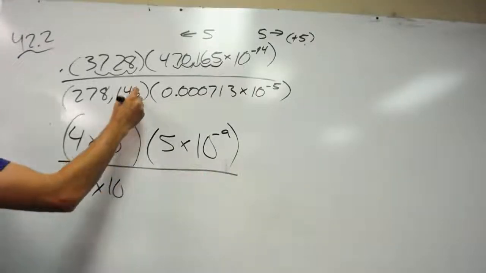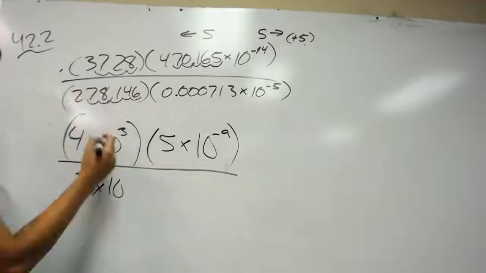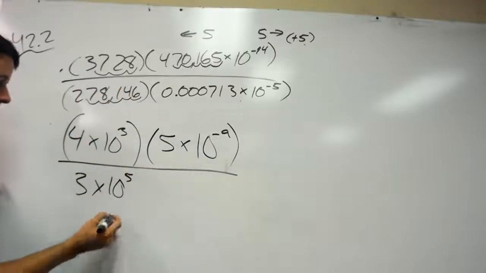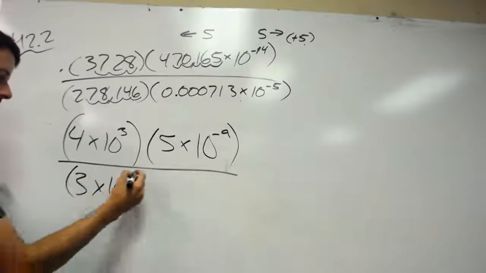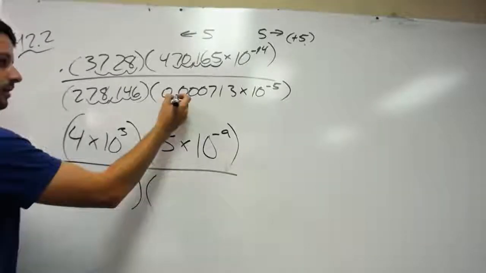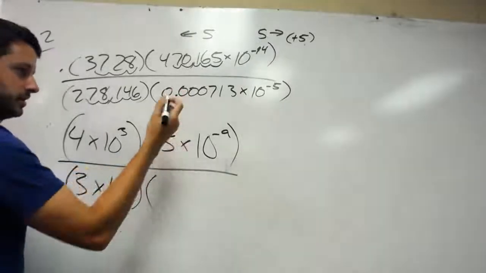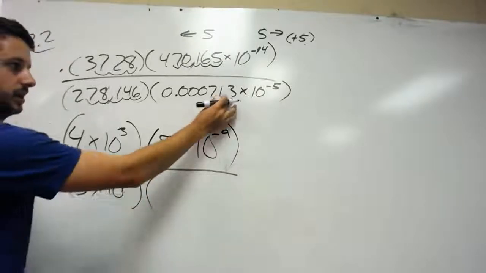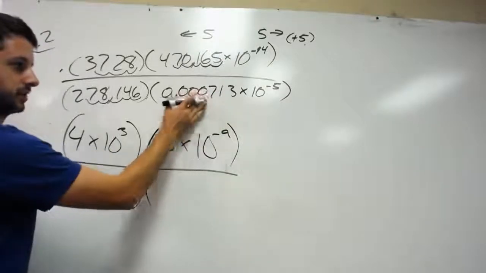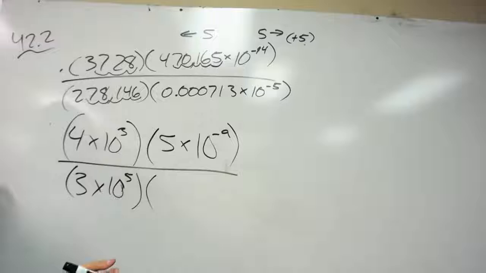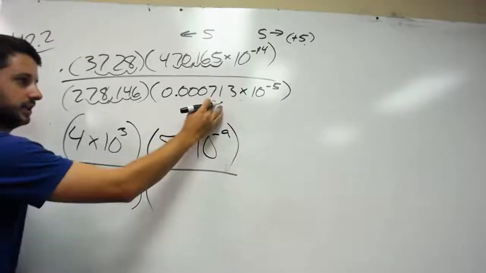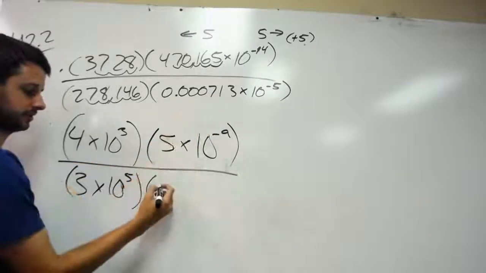Move the decimal 1, 2, 3, 4, 5. So you add 5 to 10, a power of 10. Here, same thing. Look at the 713. You just look at the numbers after the 0. 713, well, that would round into 7.